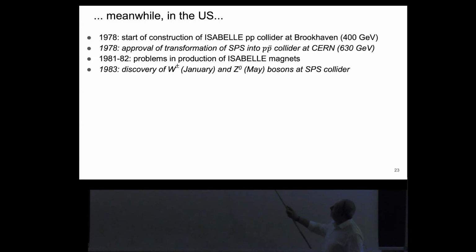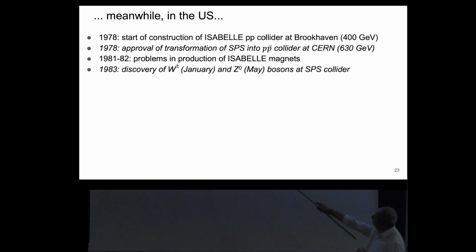Isabelle started in earnest, but it ran into problems rather quickly. In particular, the production of the magnets ran into problems in 1981. And of course, the transformation of the SPS into a collider was much quicker because the SPS already existed. Isabelle would have had to be built from scratch.